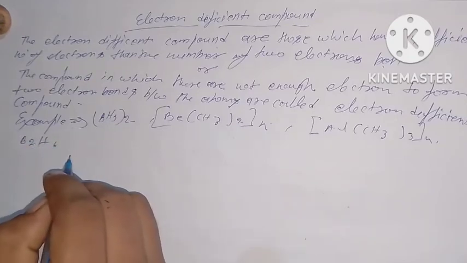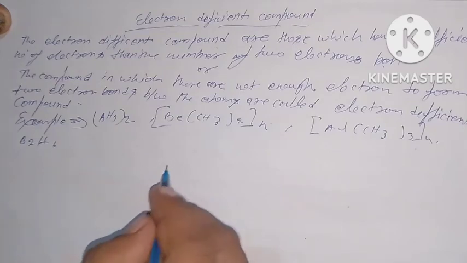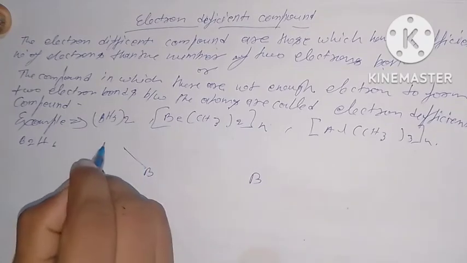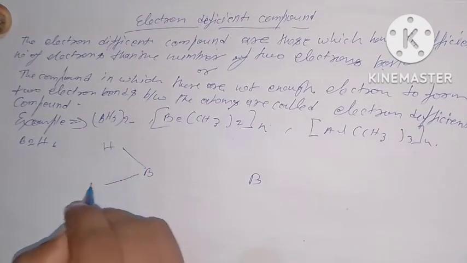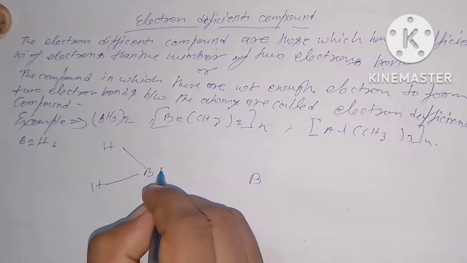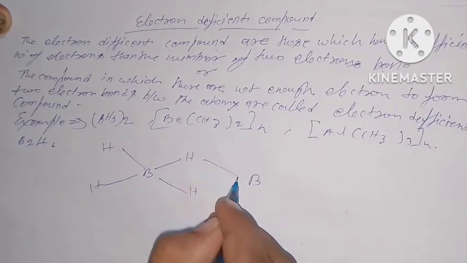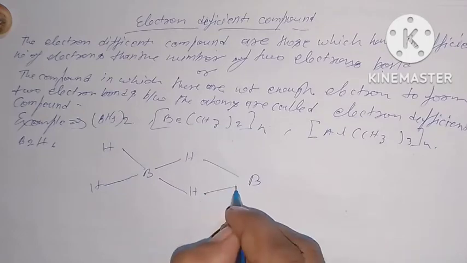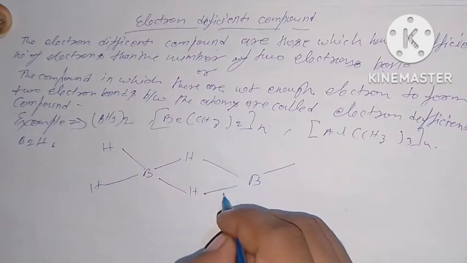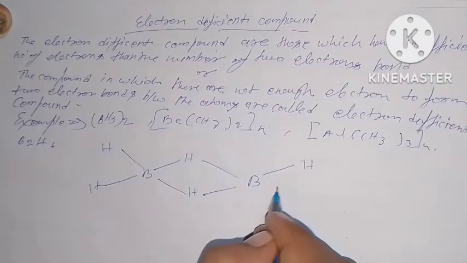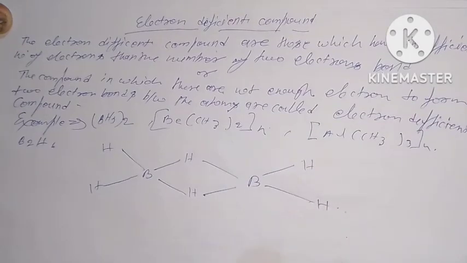B2H6 is an example of an electron deficient compound. The structure is given as boron, boron, 1 hydrogen, 2 hydrogen, that is 3 hydrogen, 3 hydrogen, that is 4 hydrogen, 4 hydrogen, that is 5 hydrogen, and that is 6 hydrogen, okay.